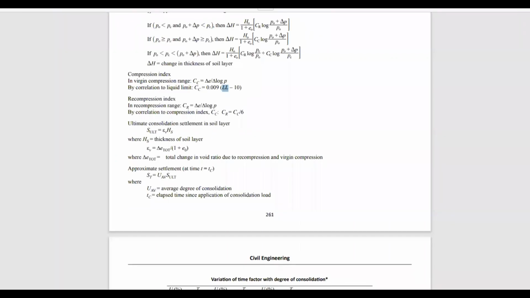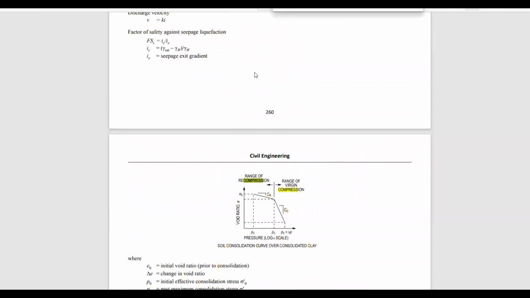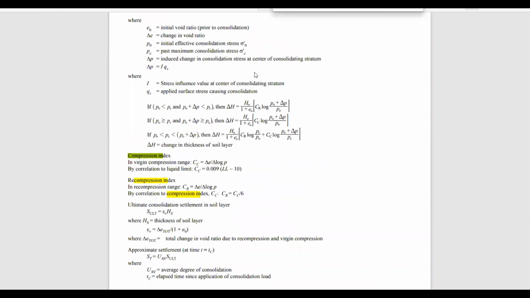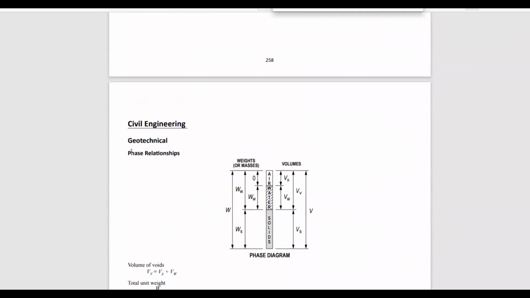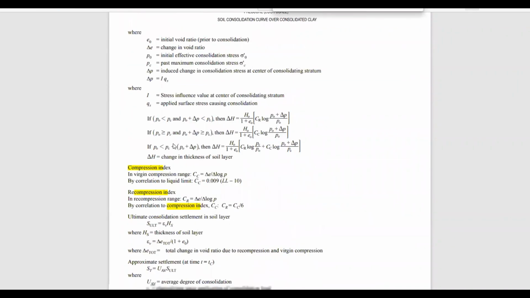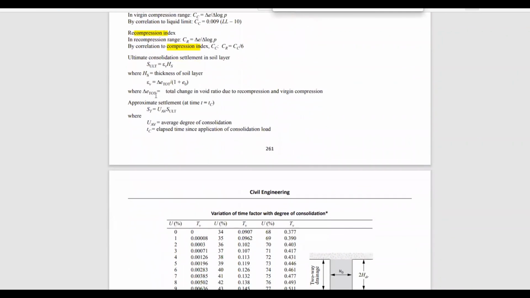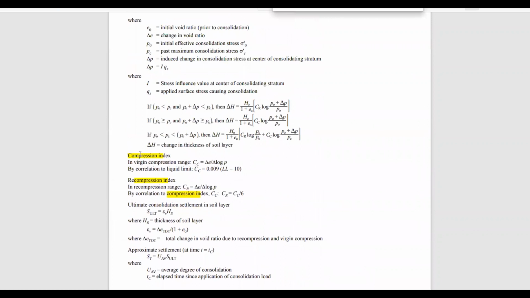I'll go to the FE handbook, and the first thing I'll do is type compression index. And if you see, it's going to lead me straight to this page. This is under the civil engineering geotechnical part. If you scroll down just 2 pages, our formula is right here. For the compression index, we are given two formulas.